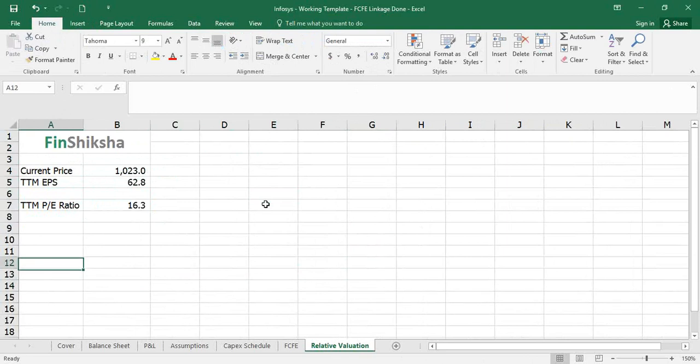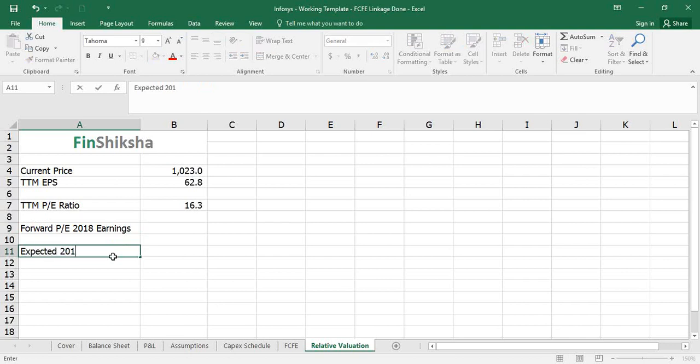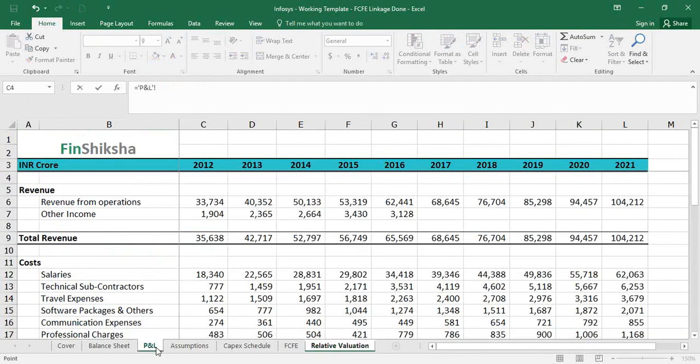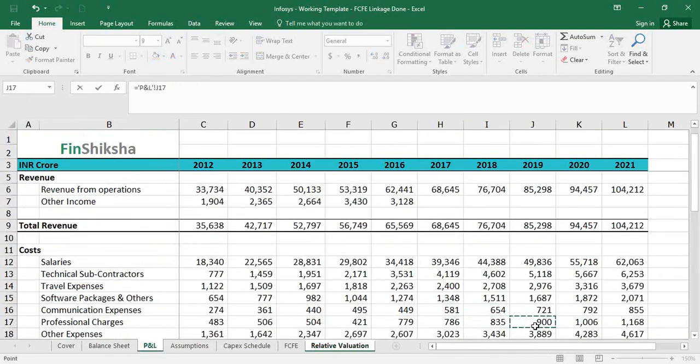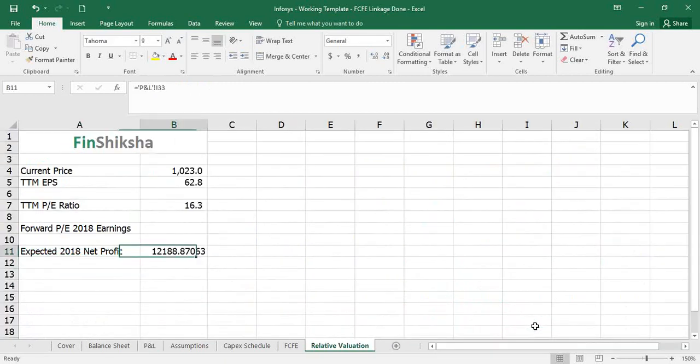Can I get a forward PE ratio as well? Let's say I want to calculate the forward PE ratio with 2018 earnings. Do we have the expected 2018 net profit here? Do we have the expected 2018 net profit on the P&L? If we go to 2018, we have projected a net profit for 2018. That's the expected number as per our calculations. We could be right or wrong, but as per our calculations, this is the expected net profit.